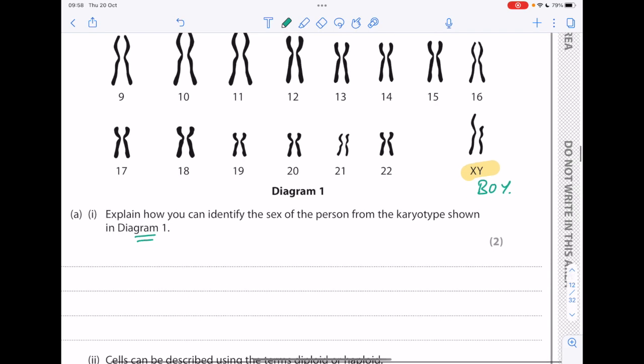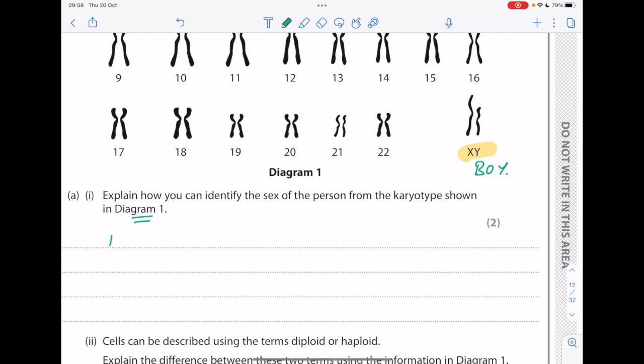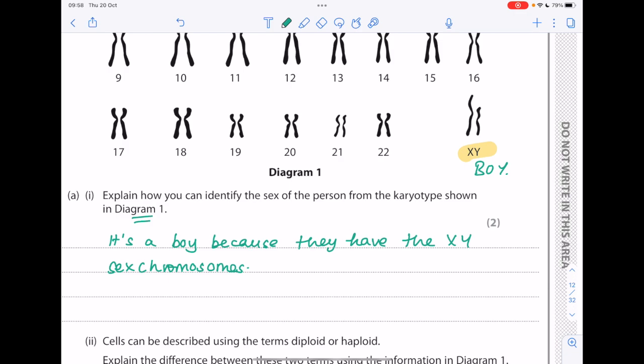So I'm sure there's a mark for saying it's a boy because they have the XY sex chromosomes. Remember, if it was a girl, they'd have 2 X chromosomes.